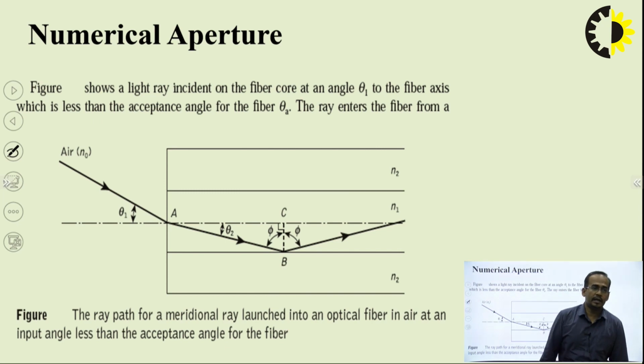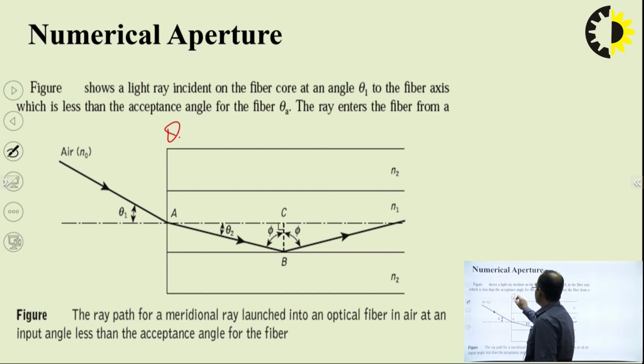Now, what is the numerical aperture? In this figure you can see that the light ray is incident on the fiber core at an angle theta 1 to the fiber axis, which is in the range of the acceptance angle, or you can say this theta 1 is less than theta a.